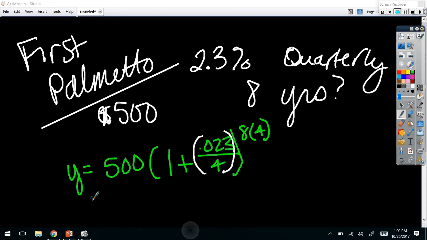$600. Even? No. 600.69127. Wait, what? 600.69. $600 and 69 cents. I highly doubt anyone over 8 years is going to pay you $100 for sitting in there. But for the sake of an example, did everyone get this on your calculator when you plugged it in?